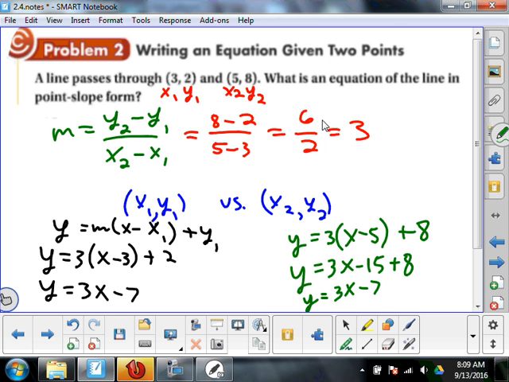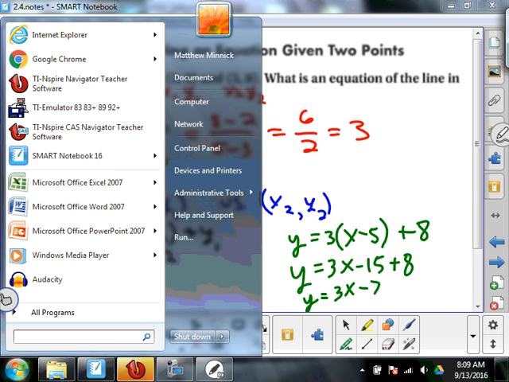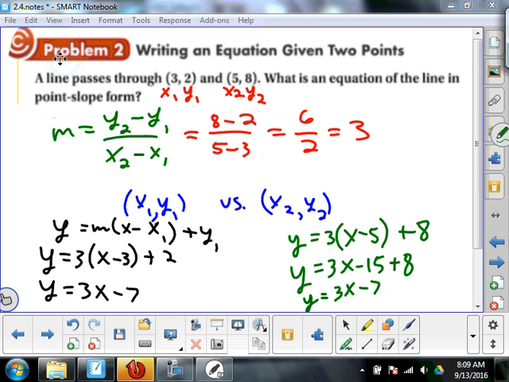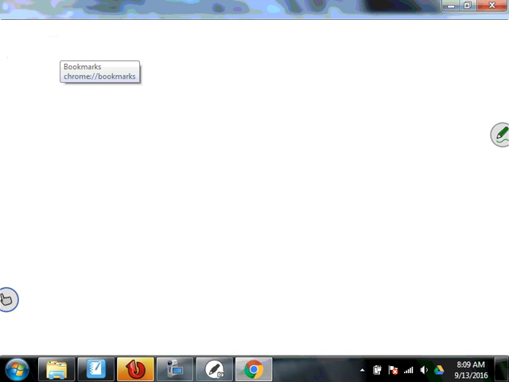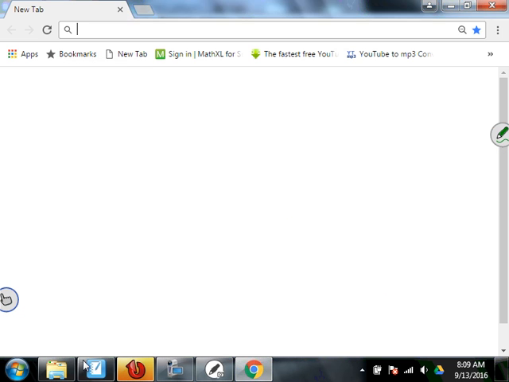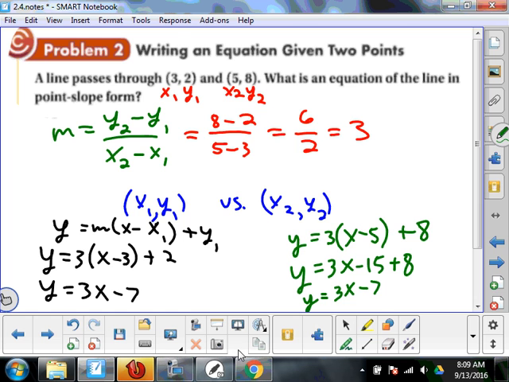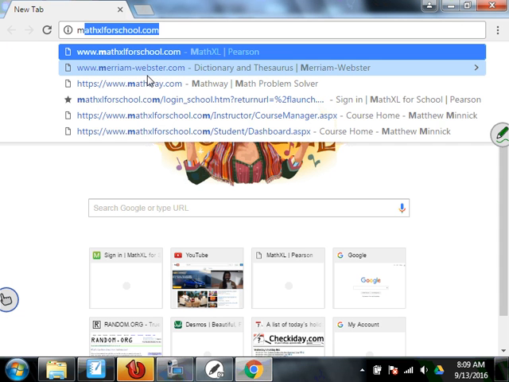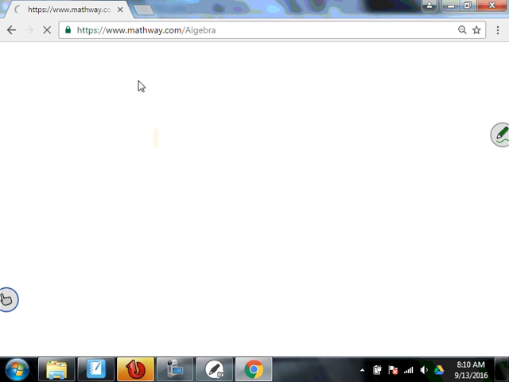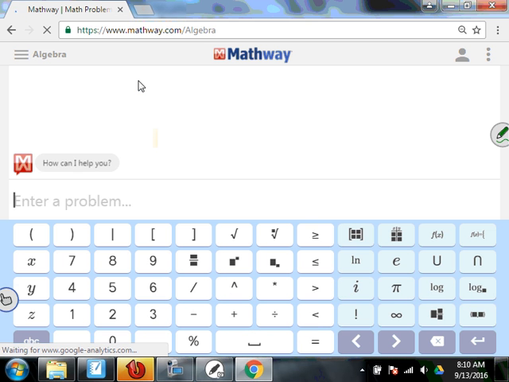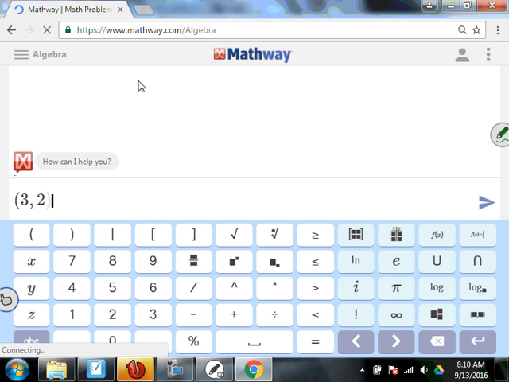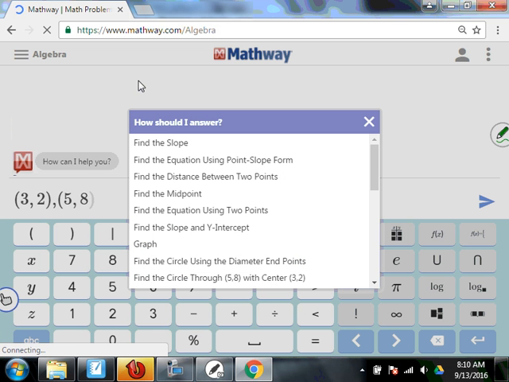So let's go and use our resources. Now, I'm not encouraging this, but I am telling you that if you wanted an answer, you could go to this website. You could put in some points, 3, 2 and 5, 8. I'm saying if you can't figure out what an equation is, you want to check to see if you're right, you could put in the coordinates 3, 2, and notice the comma, and 5, 8. You could put in those 2 points and check it out.